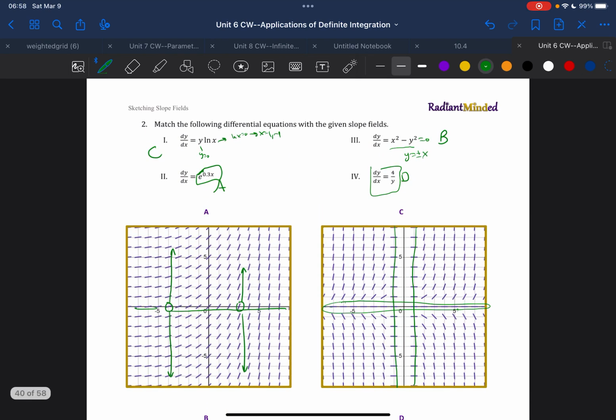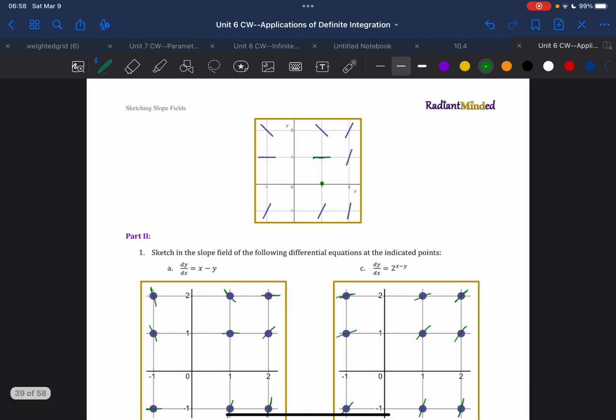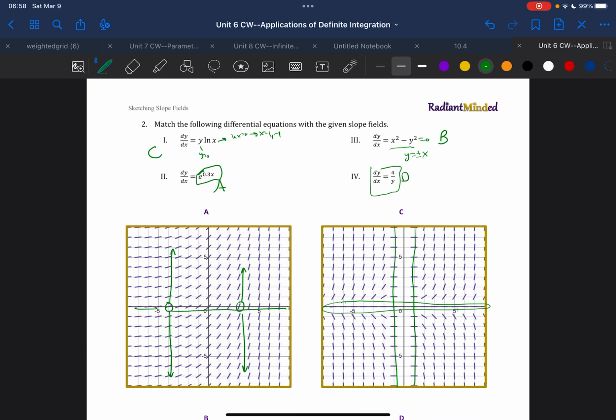That's it on slope fields. By now you should be able to sketch them and then be able to use logic to figure out which differential equation matches which slope field. Again, you can do that by finding the zeros, seeing when they're undefined, looking, does it depend on x and y? As x gets bigger, what happens to my slopes? As y gets bigger, what happens to my slopes?